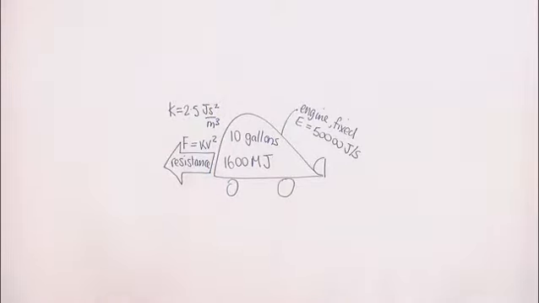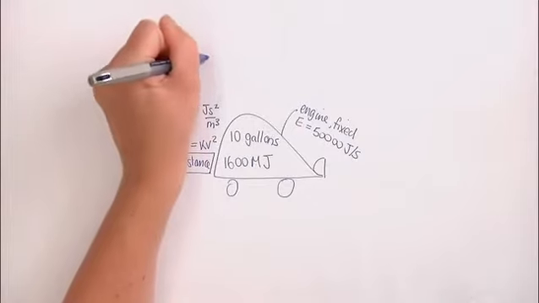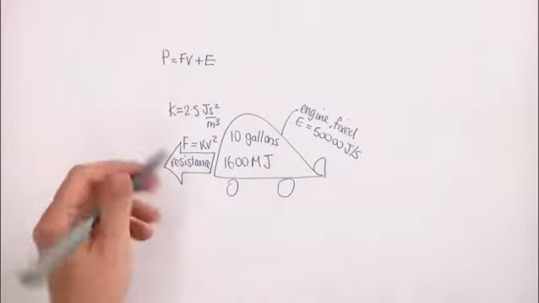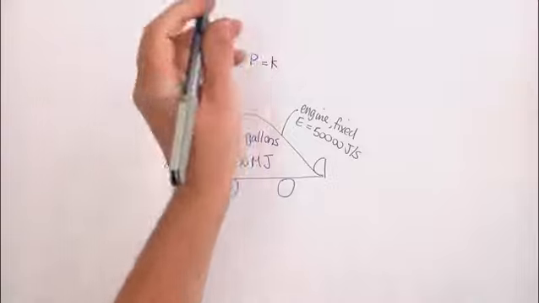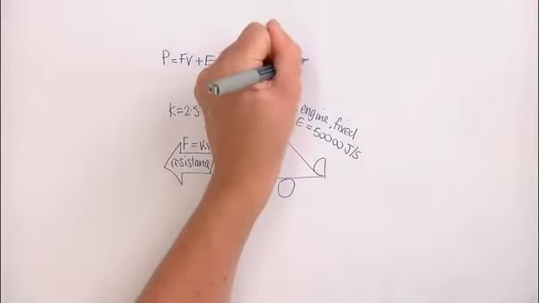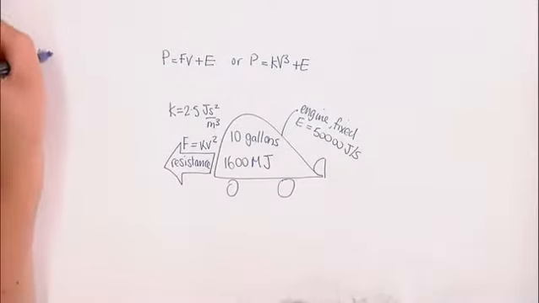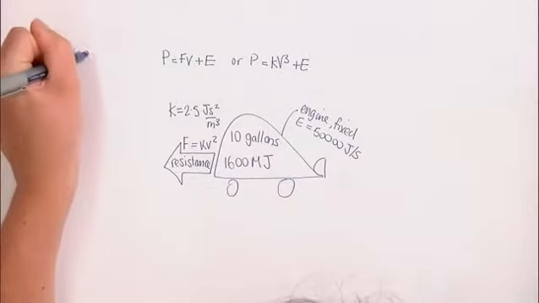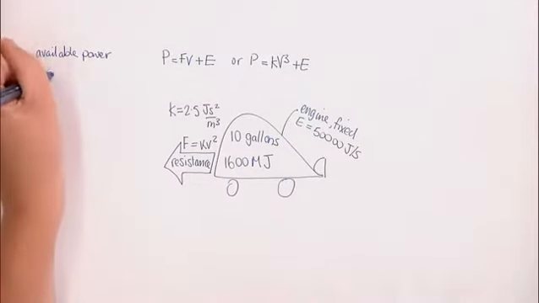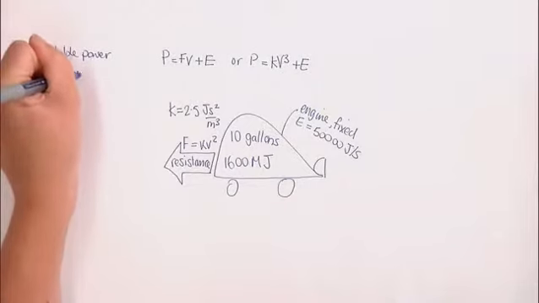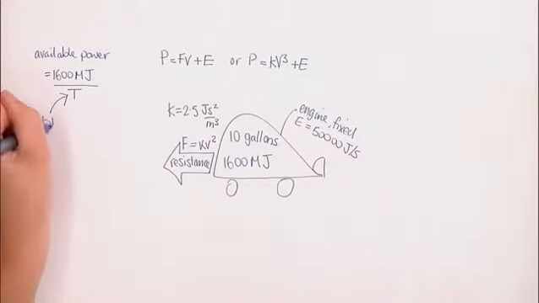So the total power required is P equals FV plus E, or, substituting this in, the total power required is kV cubed plus E. The available power is equal to the total amount of energy available divided by T, where T is the total journey time.